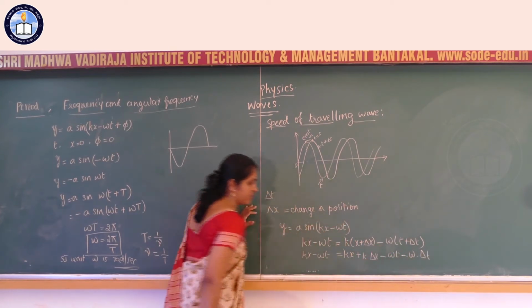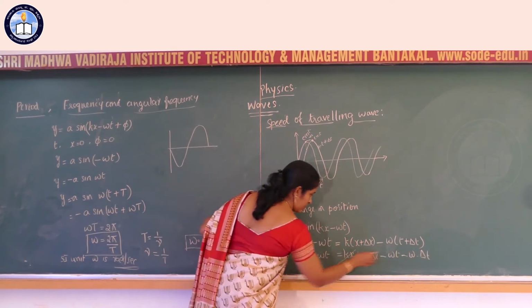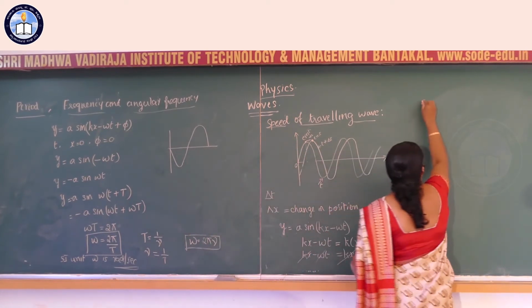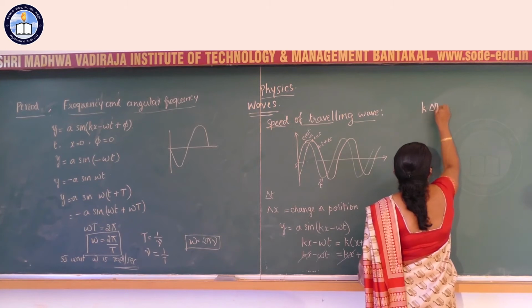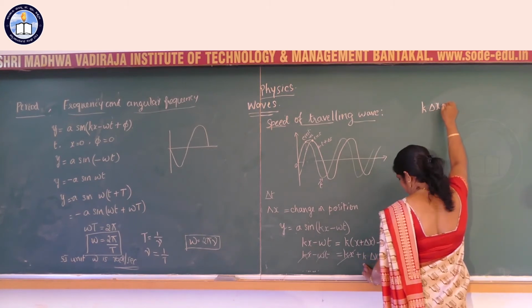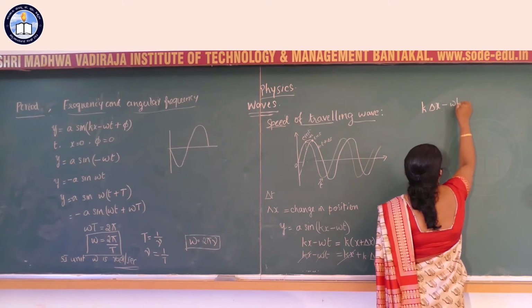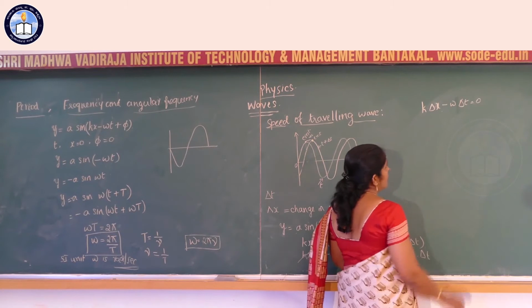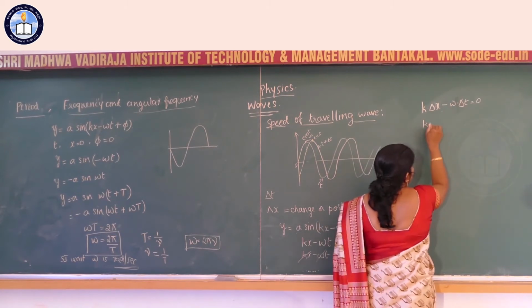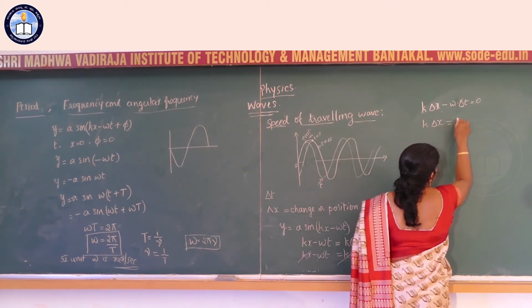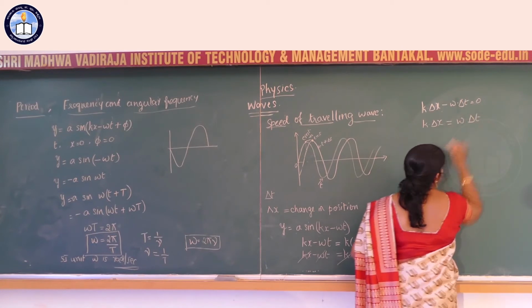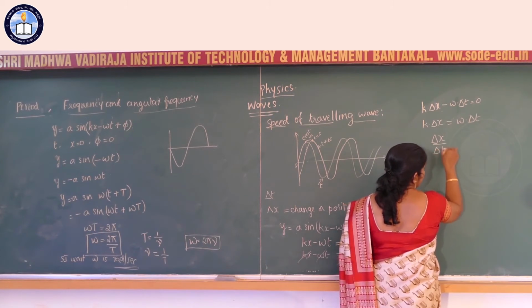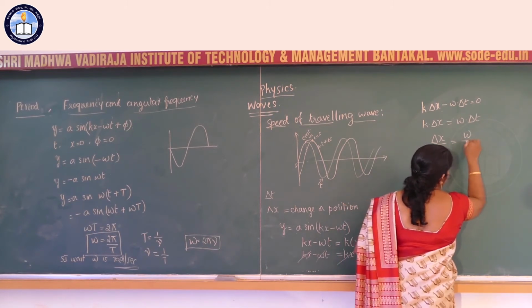Open the bracket. kx minus omega t cancels with the original kx minus omega t. What remains is k into delta x minus omega into delta t equals 0, or k delta x is equal to omega delta t. If you rearrange this equation, delta x by delta t is omega by k.